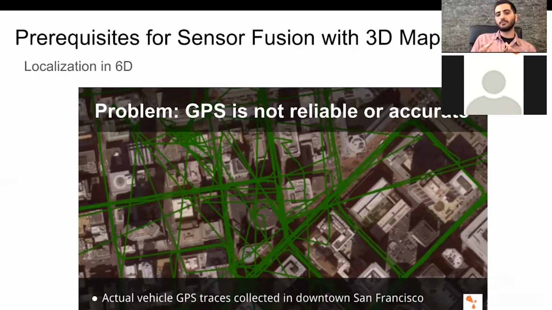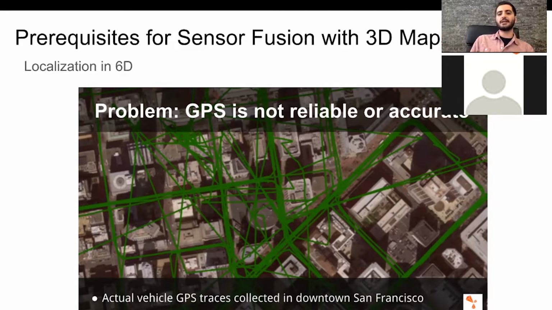So the reason we need localization is so that we can take the map and overlay it into a sensor's field of view, right? So let's assume the sensor is synchronized in space. We know its transformation to the vehicle origin. It's synchronized in time, so we know at a particular position what the information that that sensor is seeing. Then we really need to know where the vehicle is on the map to be able to overlay it into the sensor's field of view.